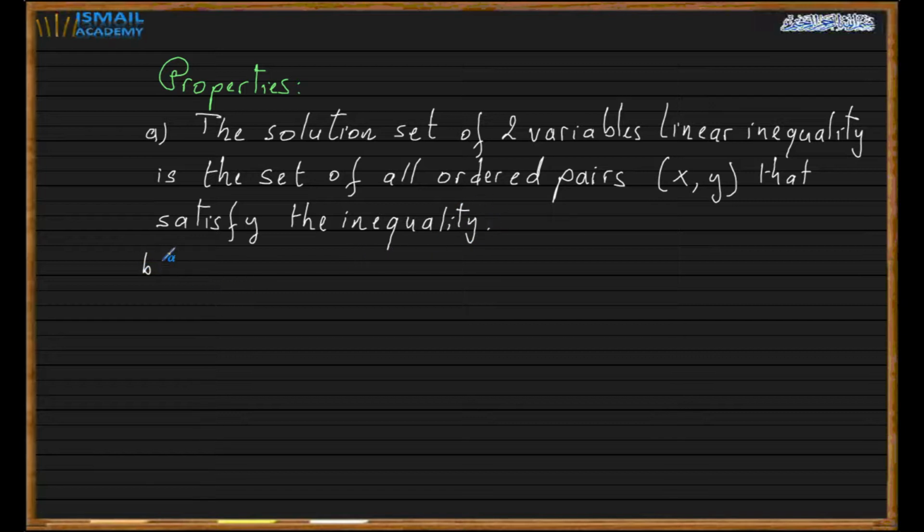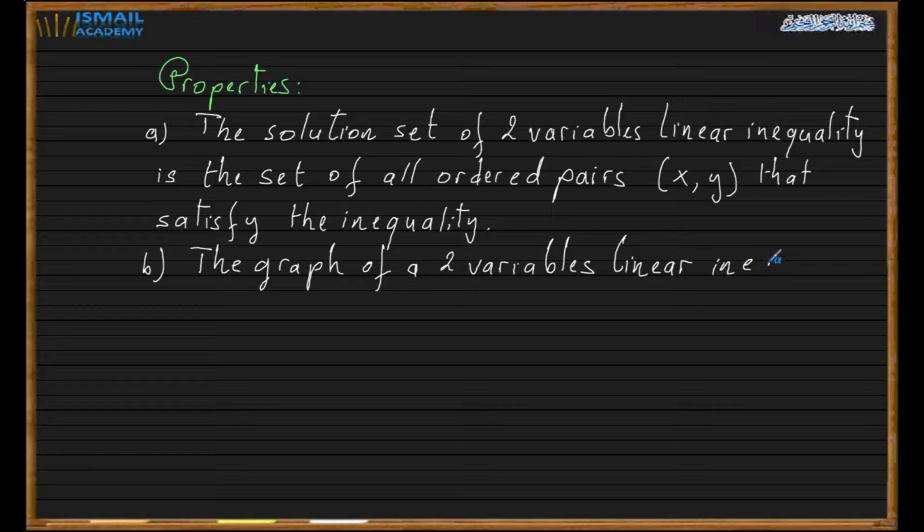The second property: the graph of two variable linear inequality represents the feasible solution of the inequality.